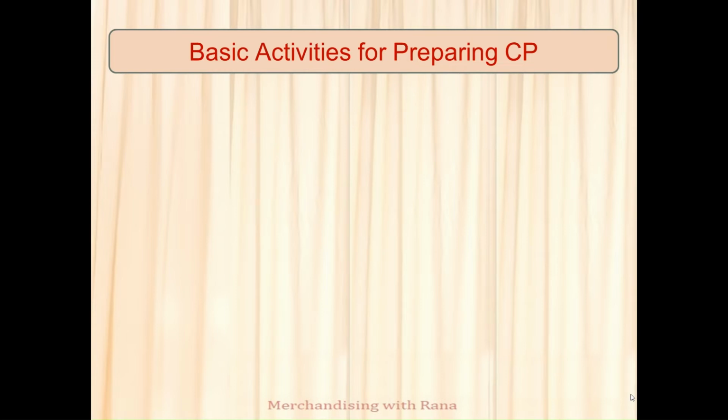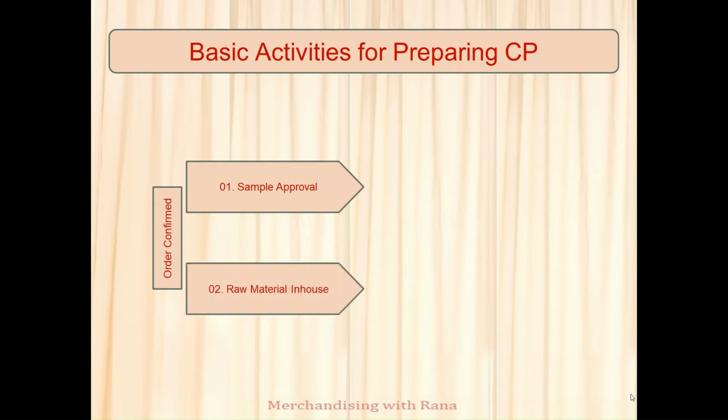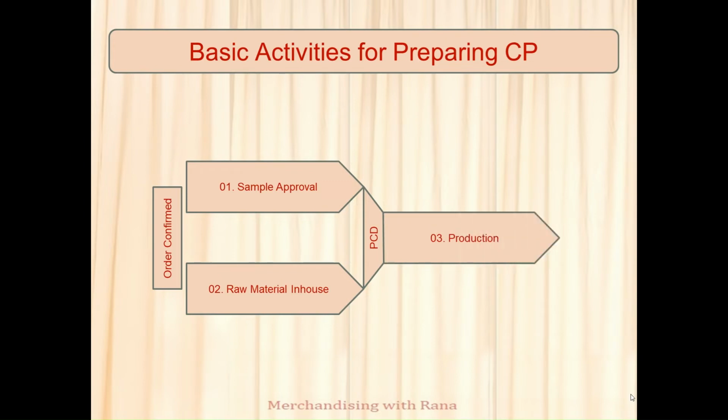Assume your order is confirmed. So you need to go through two processes. One is sample approval, another one is raw material in-house. And your target date is PCD. Once you can arrange this sample approval and raw material in-house before PCD, then production process will start.